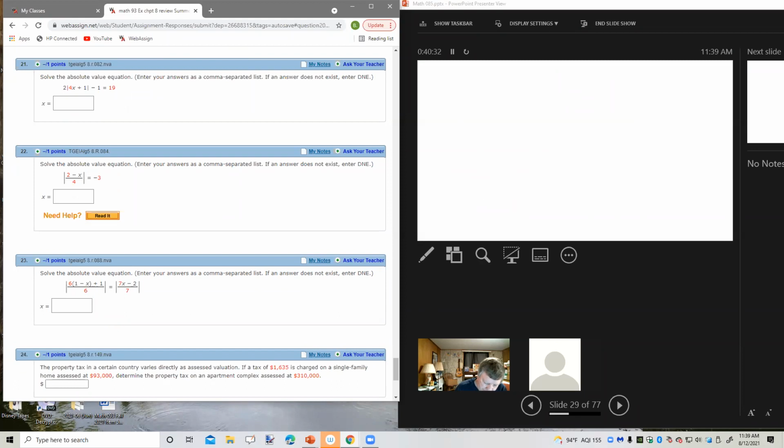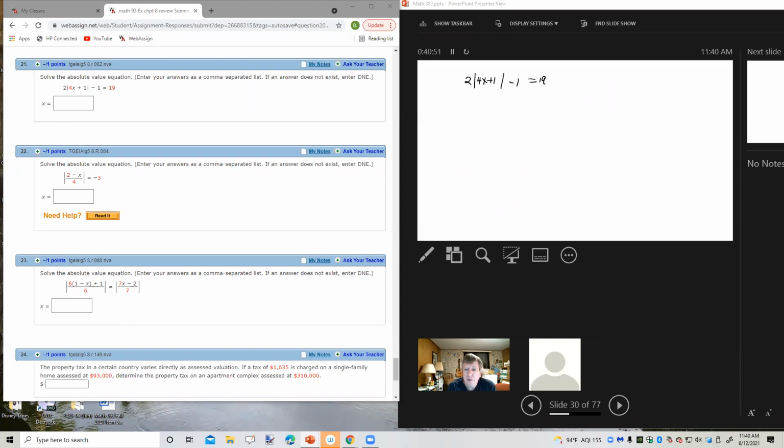Absolute value. 2 times the quantity absolute value of 4x plus 1, minus 1 equals 19. Solve the absolute value equation. Enter your answers as a comma-separated list. If an answer does not exist, enter capital D N E.